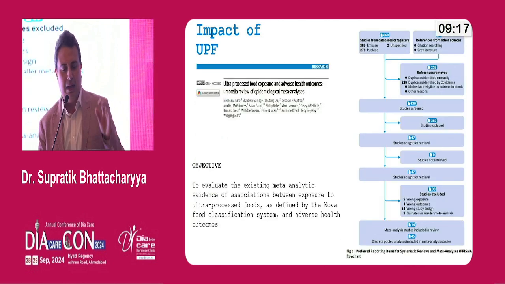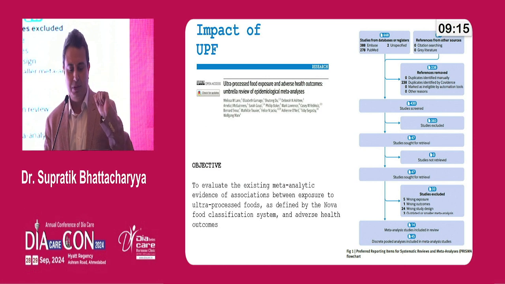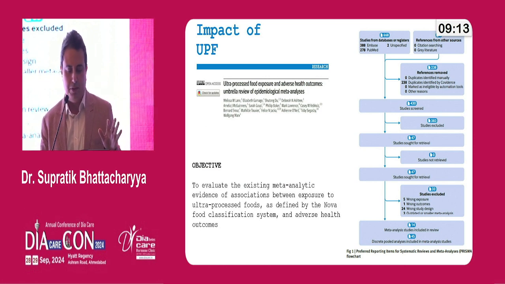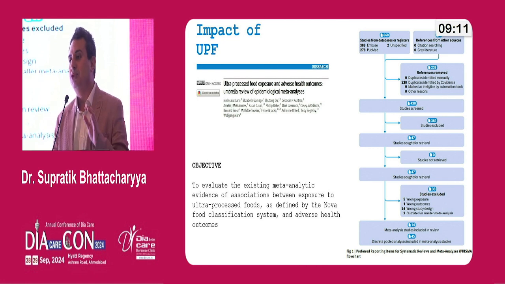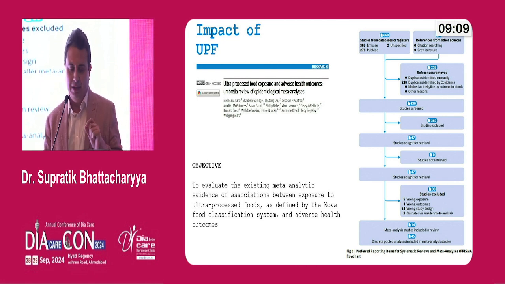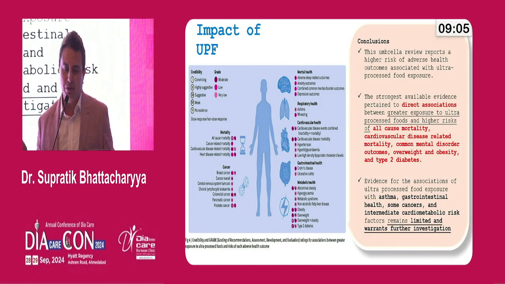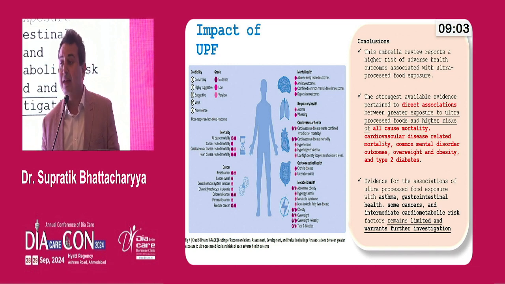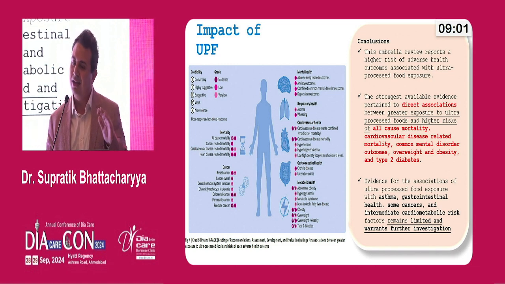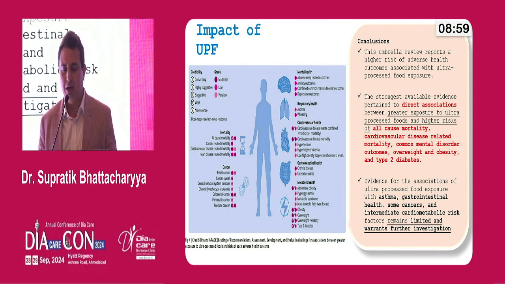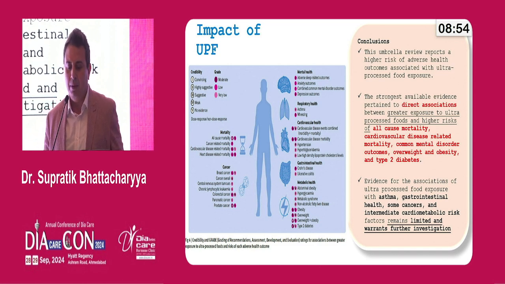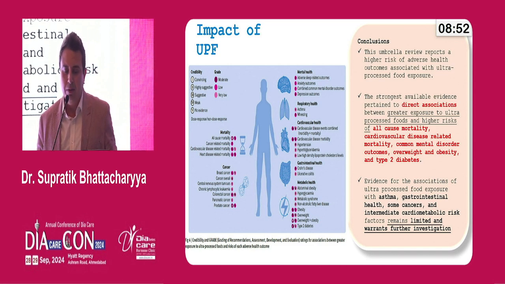So again, there was a meta-analysis that was done with the ultra-processed food, which showed a definite adverse health outcome. The direct associations that came out were a high chance of mortality, cardiovascular disease-related mortality, common mental disorder outcomes, increase in body weight, obesity, and type 2 diabetes.